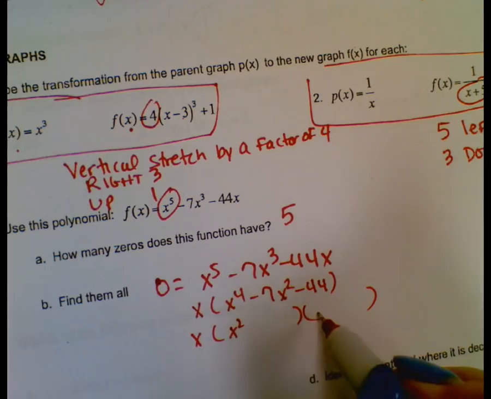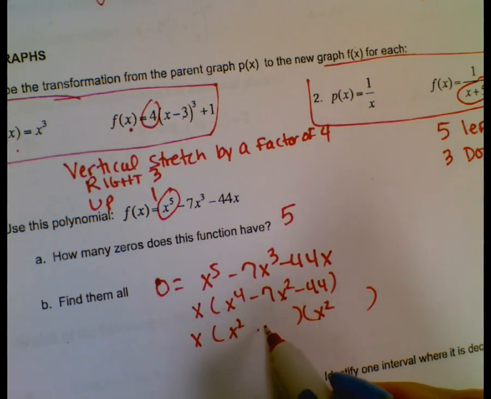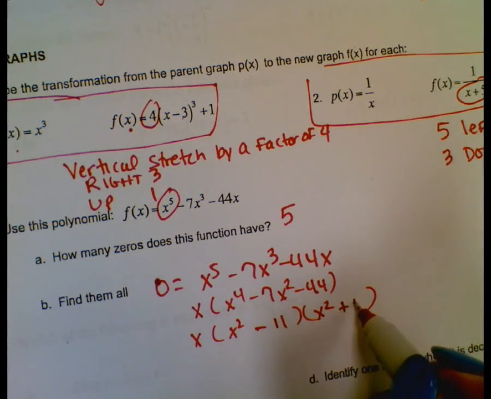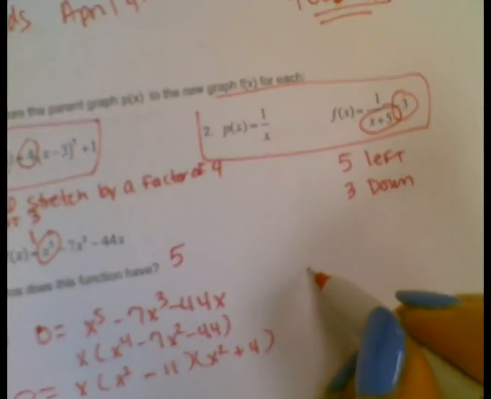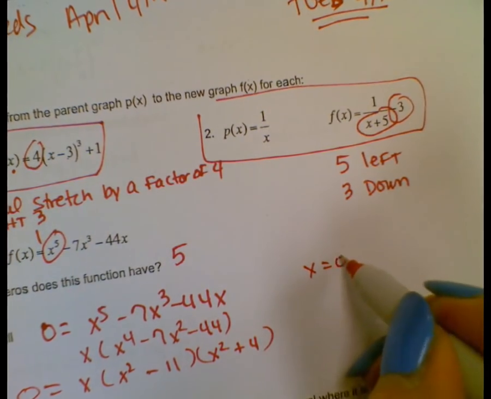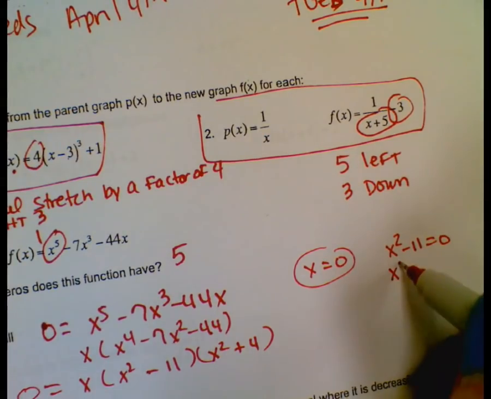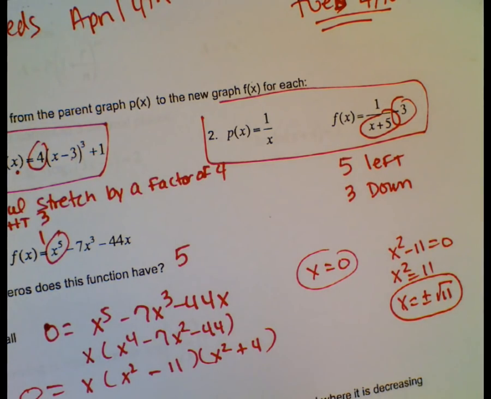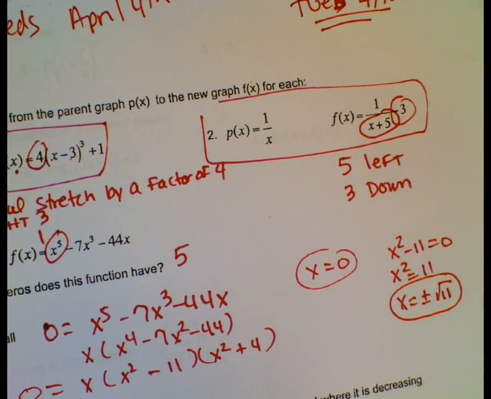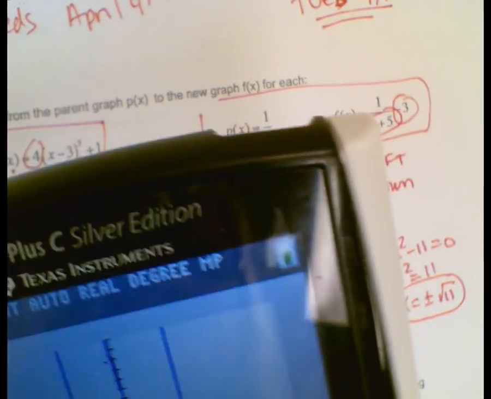So x squared and x squared. The factors of negative 44 that add up to negative 7 are negative 11 and 4. So these are all equal to 0. So we have x equals 0 is one root. We have x squared minus 11 equals 0, which would be x is plus or minus square root of 11. That's 2 more answers. That's 3 total. Those are your real ones. The square root of 11 is this negative 3 point something and 3 point something.